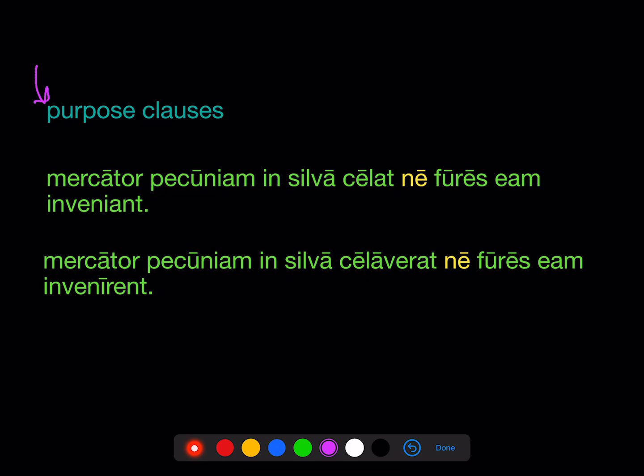So first, purpose clauses. Mercator pecuniam in silva celat, ne fores eam inveniant. The merchant hides the money in the forest in order that the thieves may not find it, lest the thieves find it. Because our main verb is talking about present or future time, here it's a present indicative, to express same time in the clause, we need inveniant, a present subjunctive.